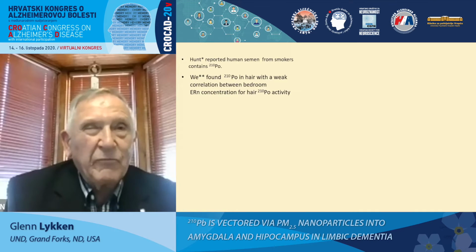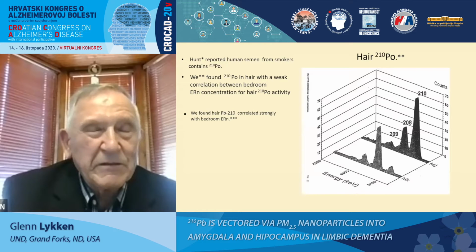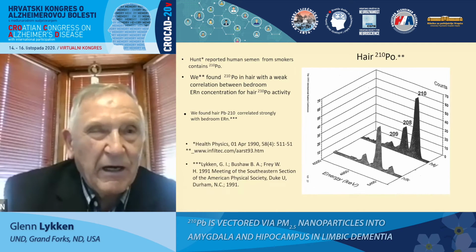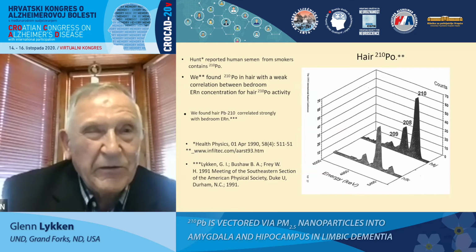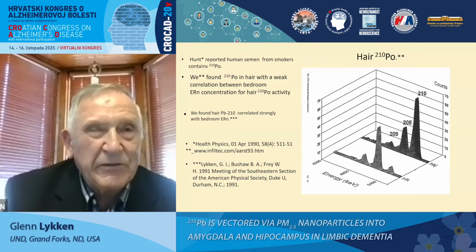Now Fiona Hunt was studying smokers, and she found that human semen contained polonium-210. Now, polonium-210 is a daughter of lead-210 through bismuth-210. So that's a radioactive daughter of radon. We did some measurements. We found polonium-210 in hair, and we also found lead-210 in hair. And we found that the lead-210 correlated strongly with bedroom radon.